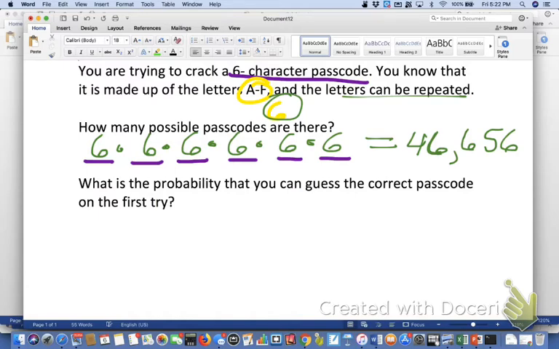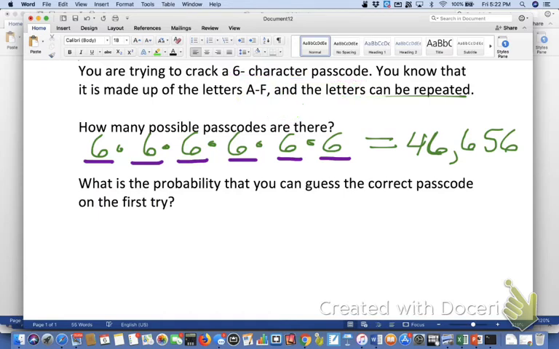So there are 46,656 possible combinations. Again, the way I got that is that I knew that there were 6 characters in the passcode, and for each of those 6 characters, there were 6 different letters that I could choose from. So I had to multiply 6 times. So I got a total of 46,656.